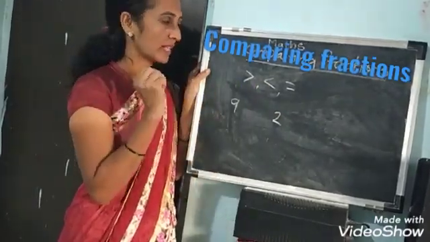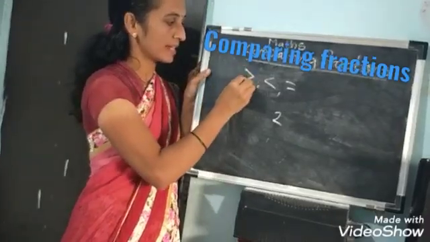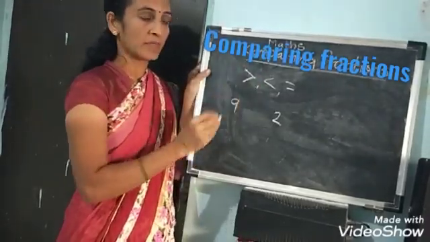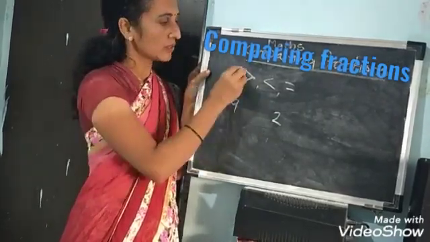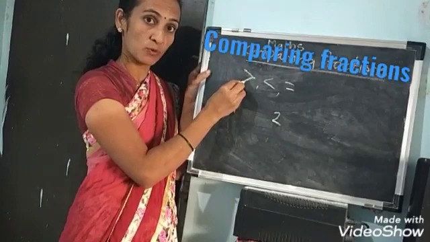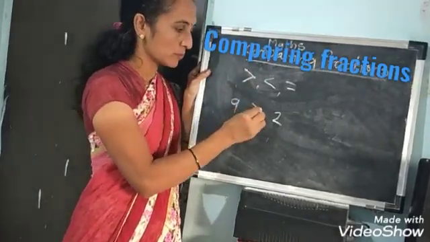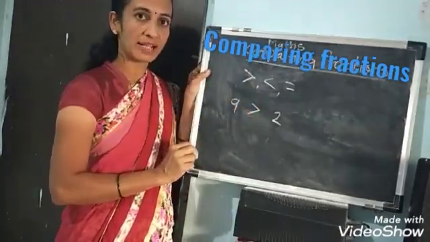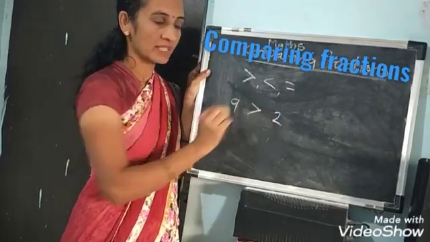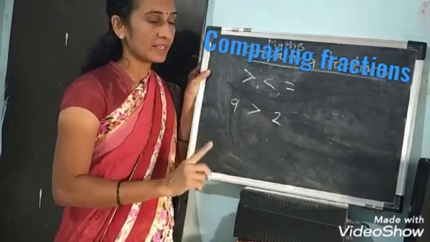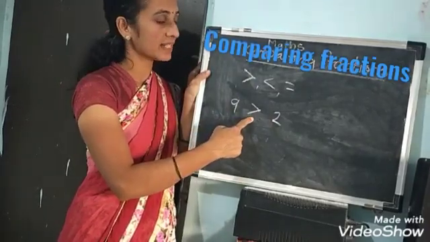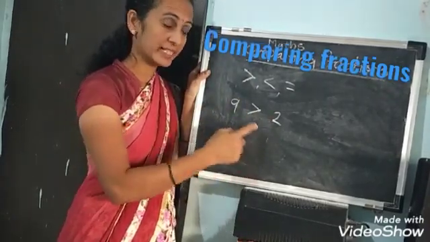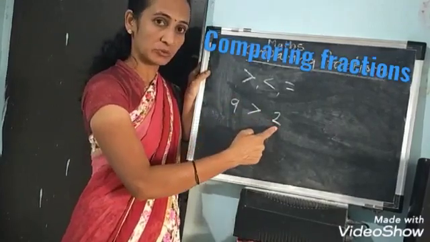See, I am telling you one trick. Here 2 ends are there and here 1 end. 2 ends are more than 1 end. So these 2 ends keep towards the bigger number, right? And 1 end keeps towards the smaller number. In this way you can keep it in mind. So 9 is greater than 2. How to read this? 9 is bigger than 2.